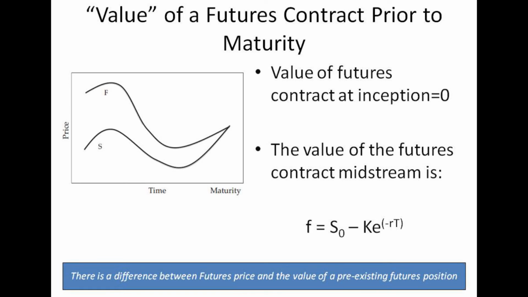So our formula here, F is equal to S0 minus K e to the RT. What that is really saying is that the value of the futures contract midstream is the difference between the spot price right now and the strike price, which was the agreed upon price of the futures contract when we entered it, with that present valuing formula. So e to the RT is just present valuing that. So there is a difference between a futures price and the value of a pre-existing futures position. And that's really just because the strike price will be different.